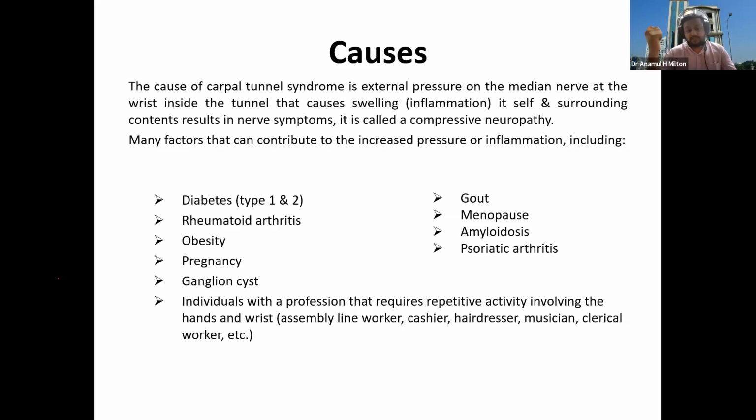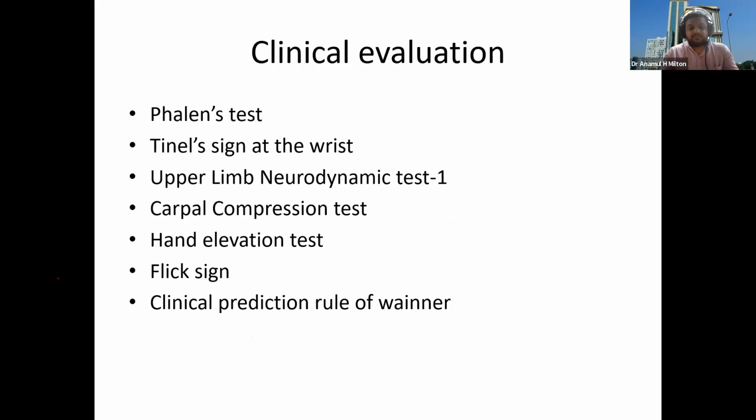severe CTS. Okay, so there are some diseases to consider in case of CTS, like diabetes, rheumatoid arthritis, obesity, pregnancy. Sometimes a ganglion cyst is there, which also compresses from the outside, and sometimes gout, menopause, amyloidosis, or psoriatic arthritis also.